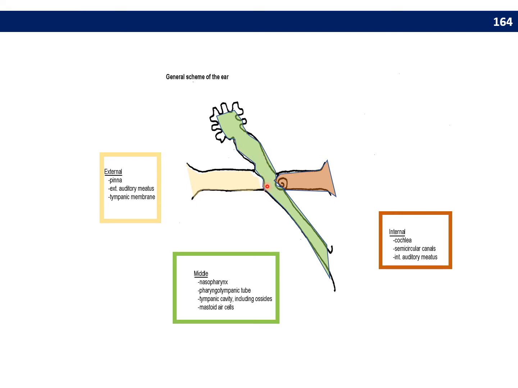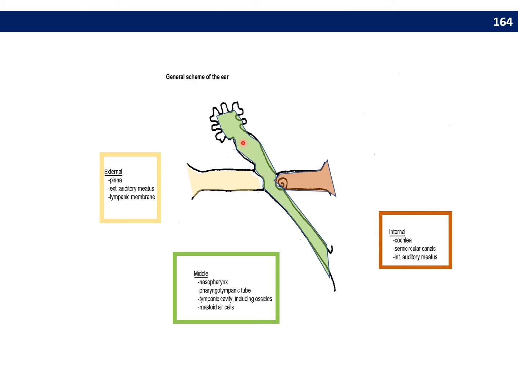ear connects the ear to the nasopharynx. And so the middle ear includes the pharyngotympanic tube, which, recall, opens into the posterior aspect of the nasopharynx, immediately inferior to the torus tubarius, which is this mucosal outpouching just superior to the soft palate.